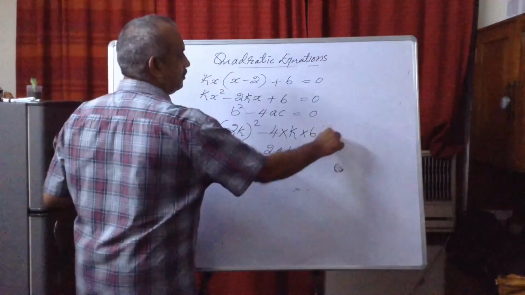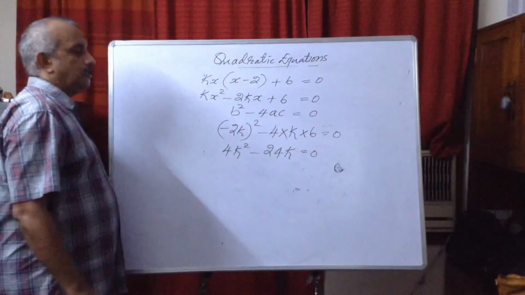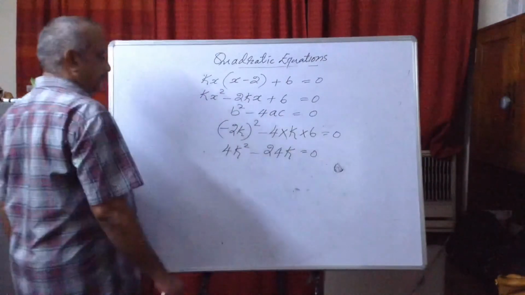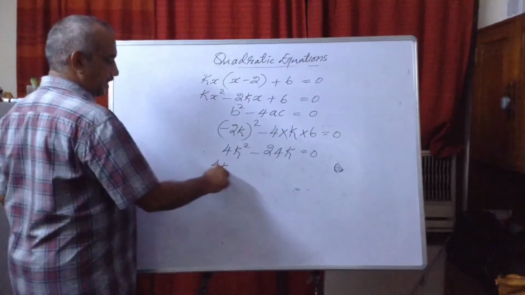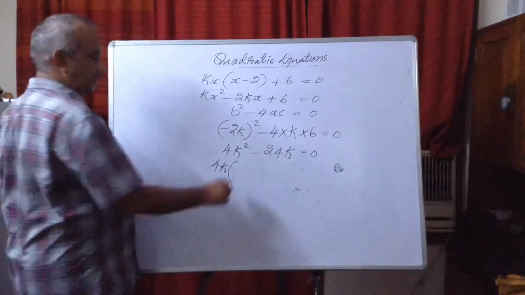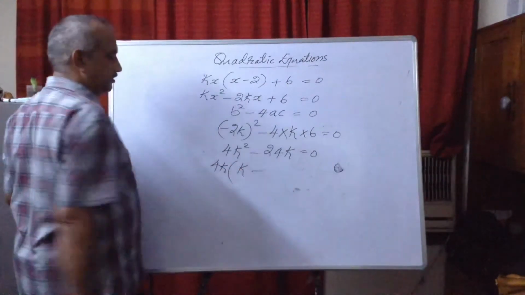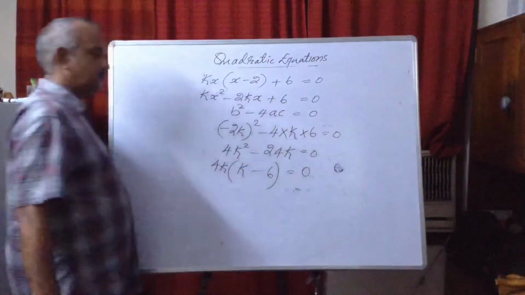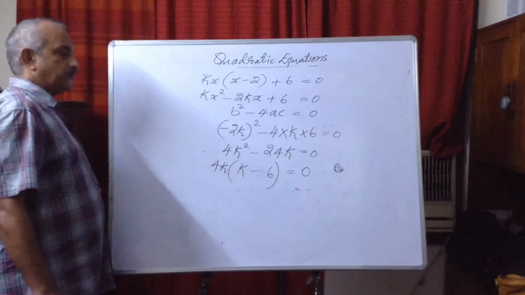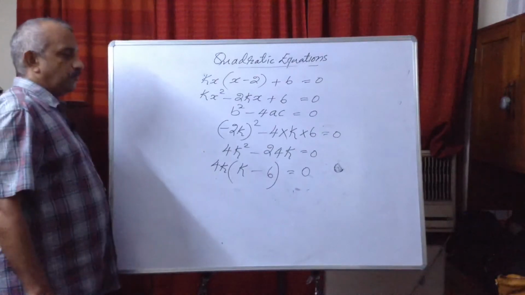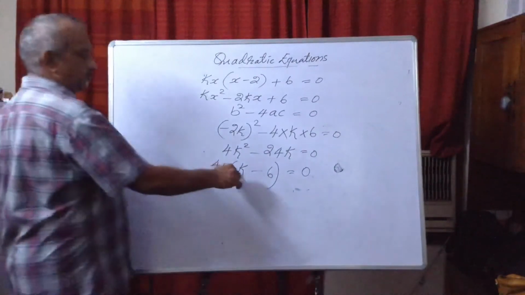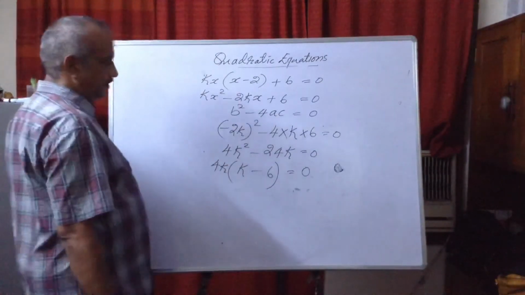This is also equal to 0. Now in these two terms, what is common? I am going to take out 4k common. 4k into, what is left? k minus 6 is equal to 0. See once again, common is 4k. 4 is common and k is common, so 4k is taken outside. So k minus 6 is equal to 0.